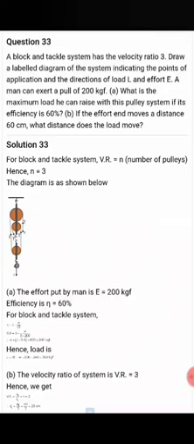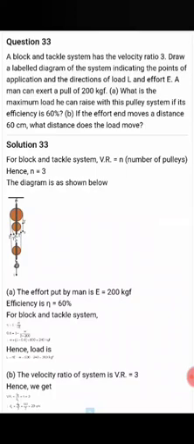Now from efficiency, which is 60, you can find MA first. Efficiency is MA by VR. VR is given as 3. Efficiency is 60. First find MA. So 60 upon 100 is 3 by 5. 3 by 5 is equal to MA upon 3, you will get it.